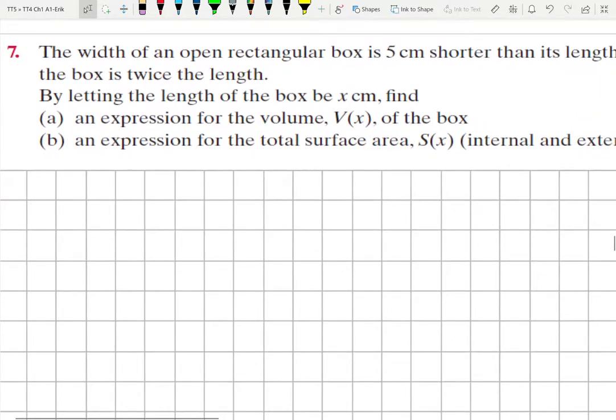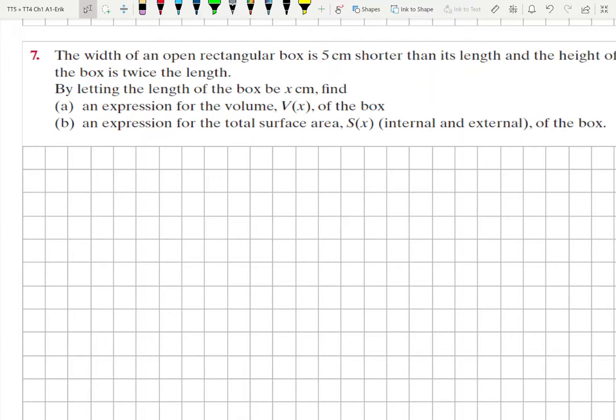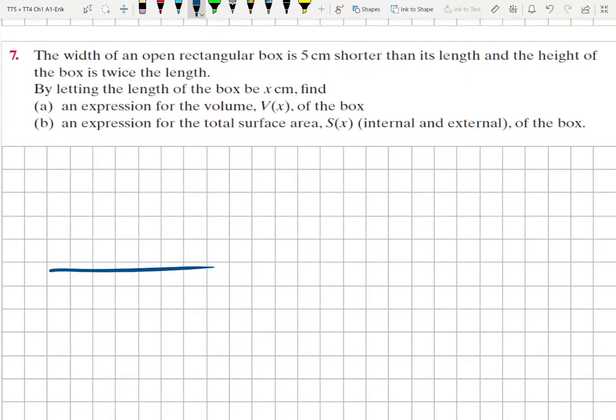Again, to keep going with open, they just seem to be obsessed with open. The width of an open rectangle is 5. No. The width is 5 shorter than its length. And the height of the box is twice the length. Okay, so length is going to be x, width 5 shorter, and 2x upwards.